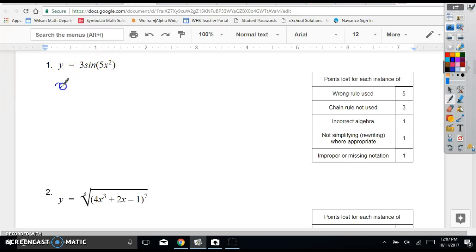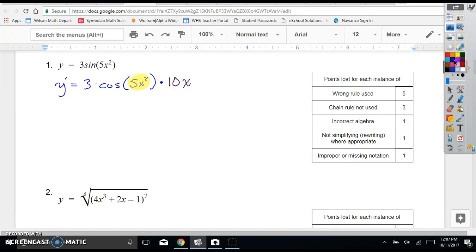There's nothing I have to rewrite here at number 1, so I'm going to go ahead and do y prime. It's going to be 3 times the derivative of sine. Derivative of sine is cosine 5x squared. Now I need to do the chain rule. I'm going to multiply by the derivative of what's inside this guy right here. So the derivative of that would be 10x.